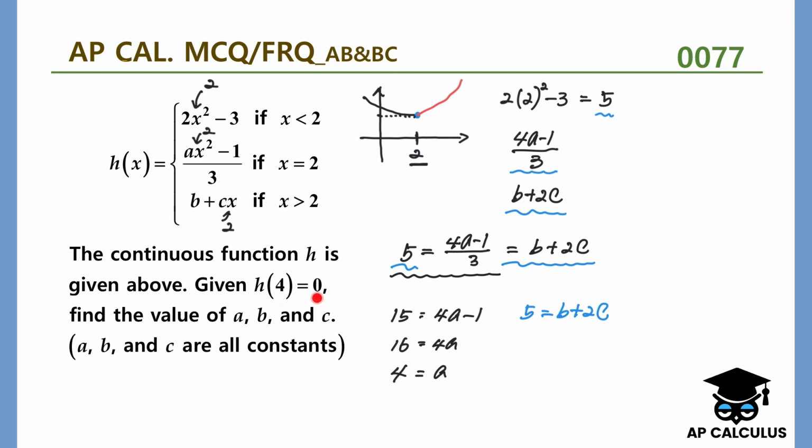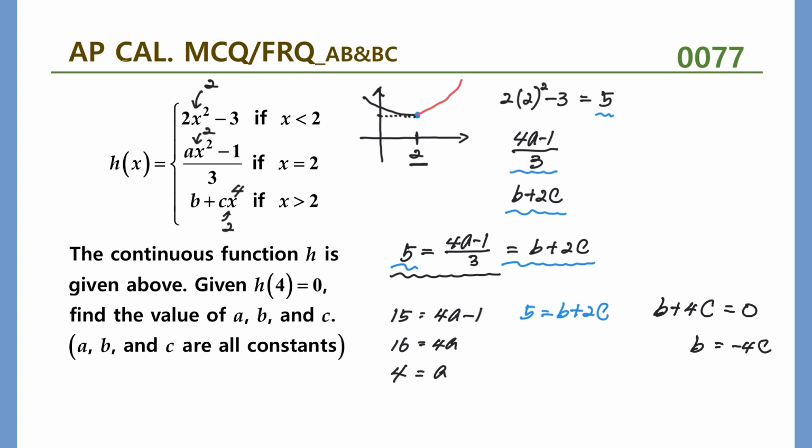So when x is equal to 4, the y value is equal to 0. We have to substitute 4 here, right? Because 4 is greater than 2. Does that make sense? So when we substitute 4 here, the h value is equal to 0. So we'll have b plus 4c is equal to 0, right? So b is equal to then what? Negative 4c?